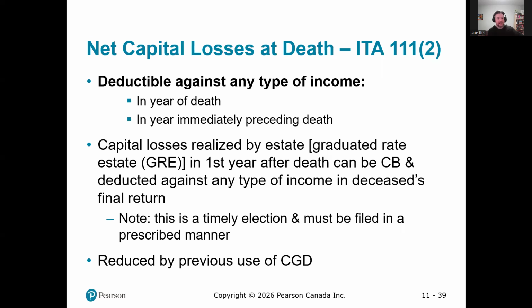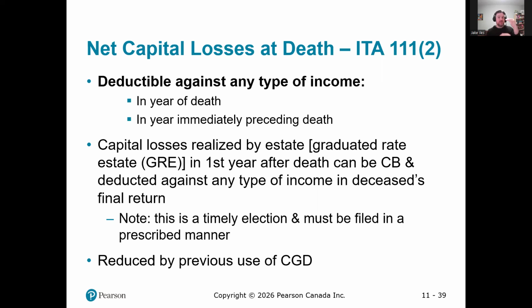If a person passes away, net capital losses can be held indefinitely. Upon a person's death, those net capital losses are deductible against any type of income in the year of death and in the year immediately preceding death. Because at the point of your death, all of your assets are deemed to be sold. This is a year where we might have very exaggerated capital gains or capital losses. So if we're forced to recognize a bunch of capital losses, what does our estate do about that?